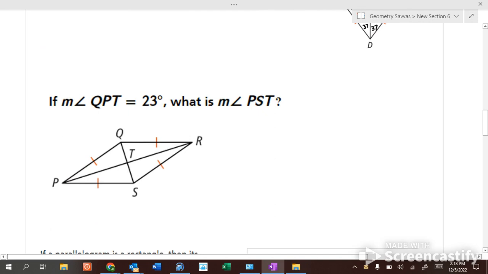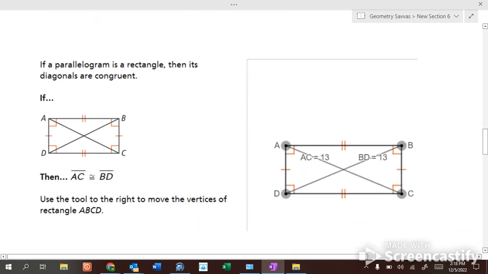If QPT is 23, well, first you got to know what QPT is. What's the middle letter? P. So that's right down here. QPT is this little one right here. If that's 23, then this is 23. What's PST? What's this one right here? Well, we know this is 90, so what's left for PST? 67. Okay, 67 is what's left.